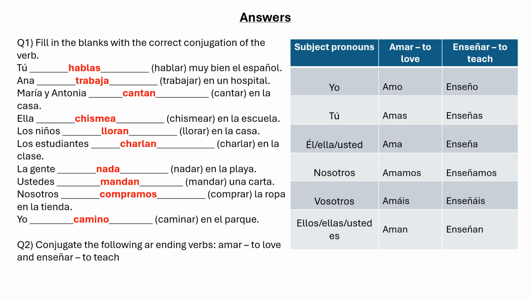For enseñar, which means to teach, you can say something like yo enseño, I teach, tú enseñas, you teach, él, ella, usted enseña, he teaches, she teaches, you formal teach, nosotros enseñamos, we teach, vosotros enseñáis, you all teach, ellos, ellas, ustedes enseñan, they teach feminine, you all teach formal. So these are the conjugations of the verbs amar and enseñar. I hope you have understood this.